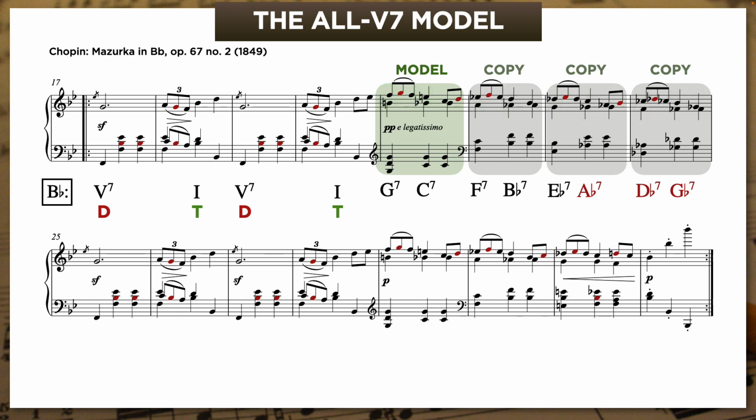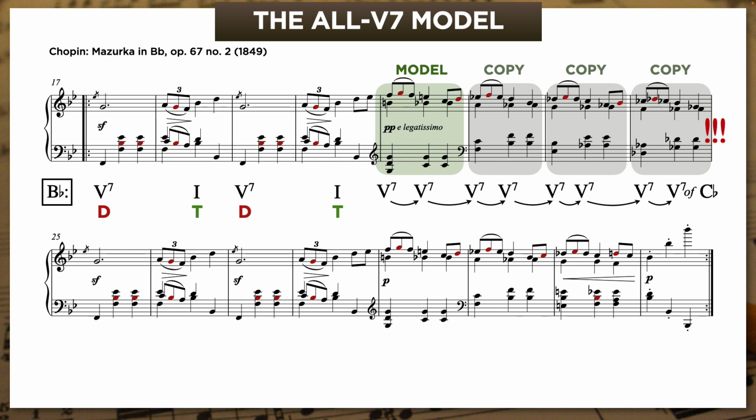Now, this is already a lot weirder than the Mozart and the Beethoven, but notice what happens when we try to put Roman numerals on this thing. We get 5/7 of 5/7 of 5/7 of 5/7 of 5/7 of 5/7 of 5/7 of 5/7 of C flat? But then there is no C flat. Chopin never resolves any of these dominants properly.